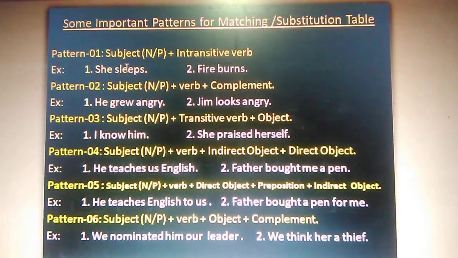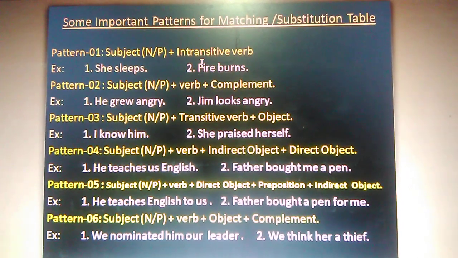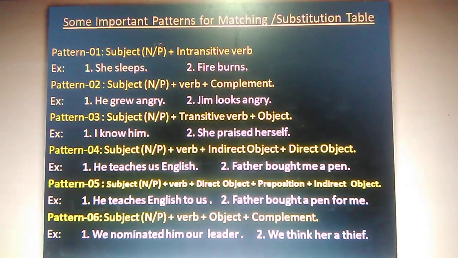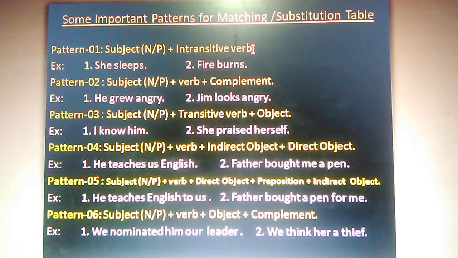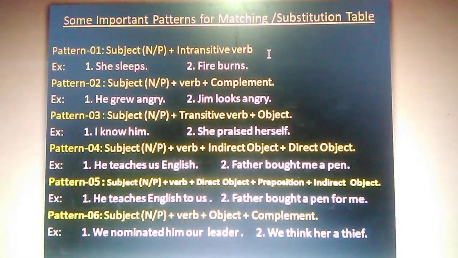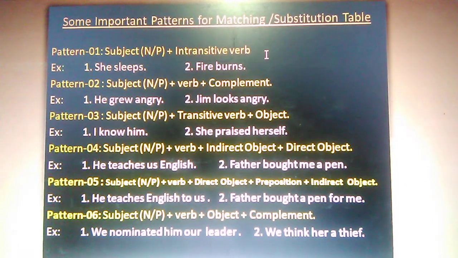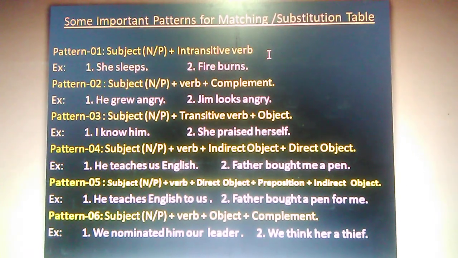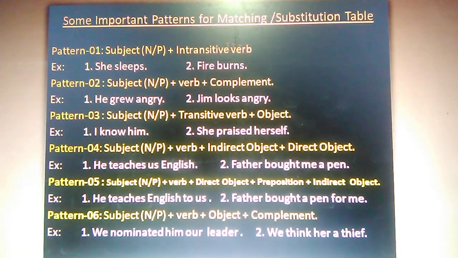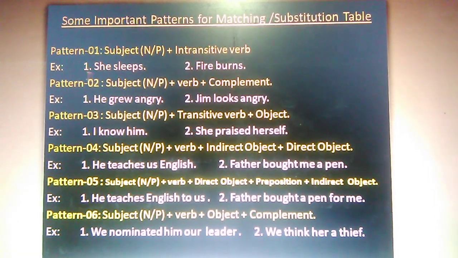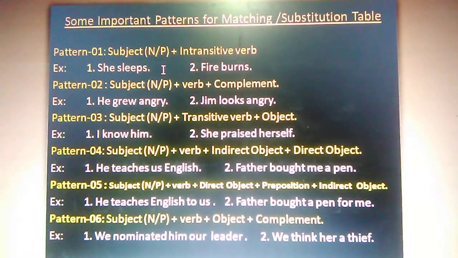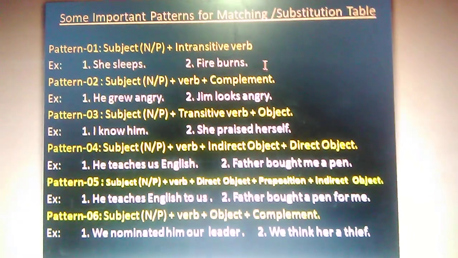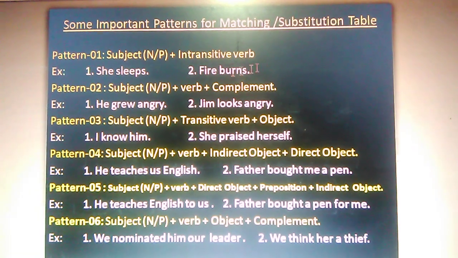For pattern 1, subject plus intransitive verb. Subject means here a noun or pronoun, and the intransitive verb means the verb which can be used without an object. The verb which doesn't require an object. Example, she sleeps. This verb doesn't require an object. Fire burns. It also doesn't require an object.